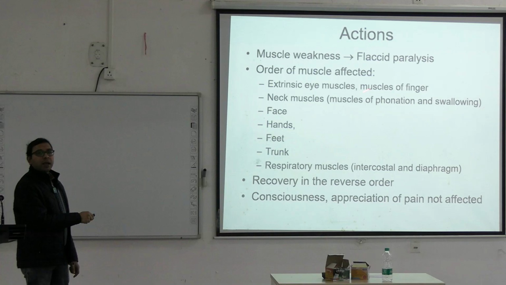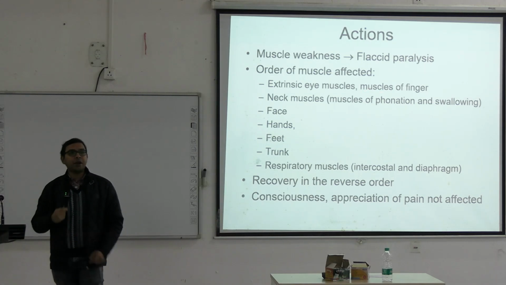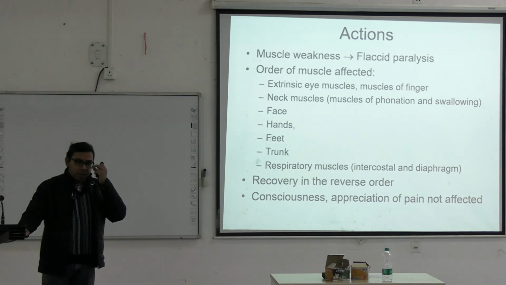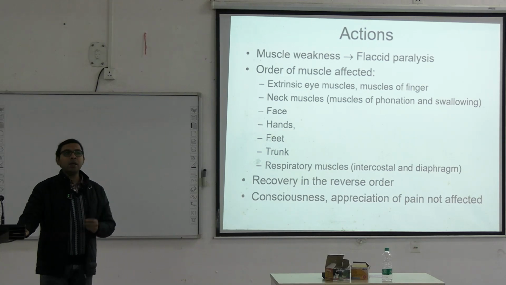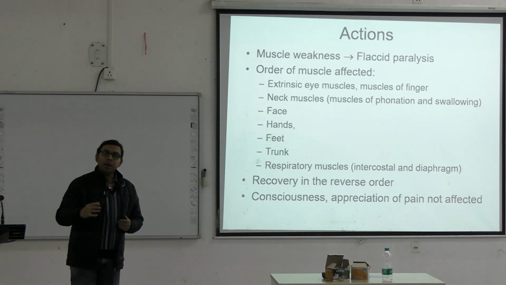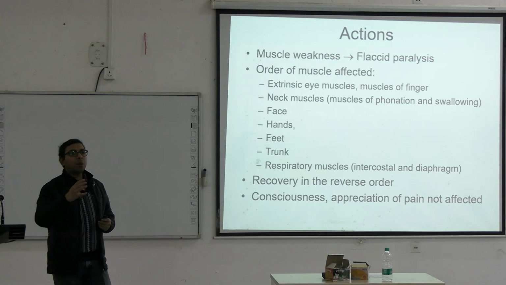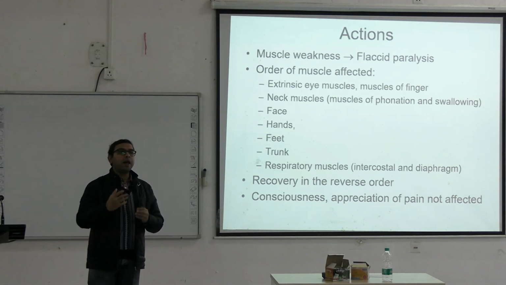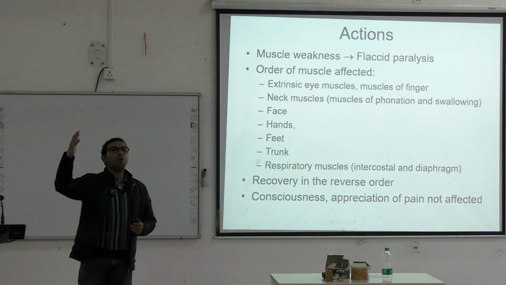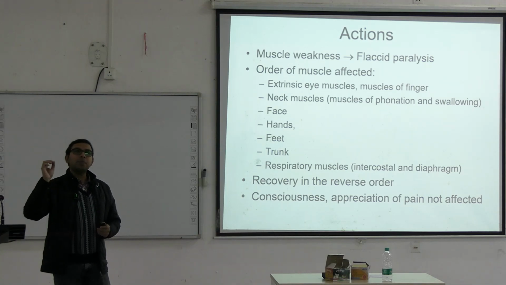First, the extrinsic eye muscles and the muscles of the fingers are affected. So when we are giving this drug during operation, we can inspect the extrinsic eye muscles and the finger muscles to see whether the drug action is happening or not. Again, after operation, when the patient is recovering, we have to see whether the action of these drugs is ultimately reversed or not. If in some patients the action of the drug continues for a prolonged time, the muscle relaxant action is continuing, then we have to give some antagonistic drug.